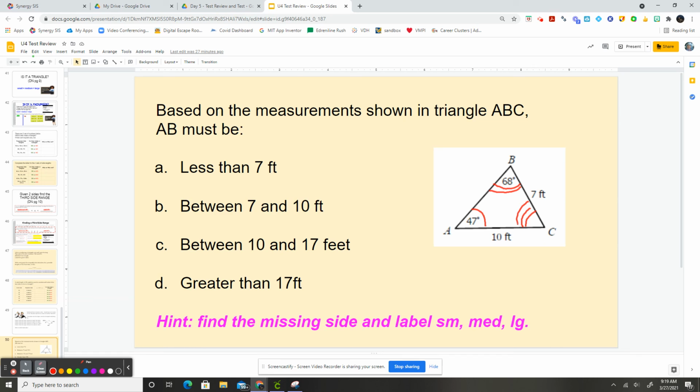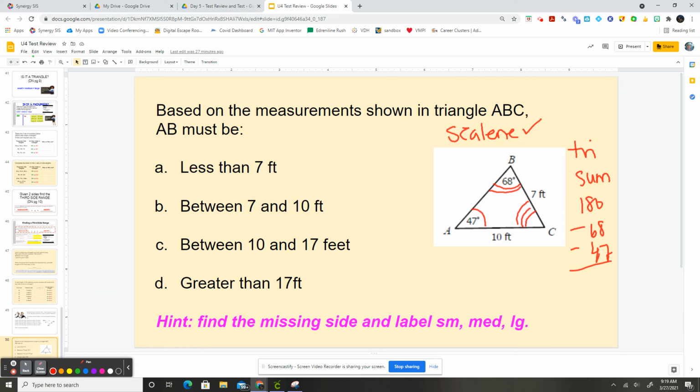It's a scalene triangle. They're all going to be different. So we're going to think about it's a scalene triangle. Then we're going to do triangle sum. So all of them should equal 180. So 180 minus 68 minus 47.